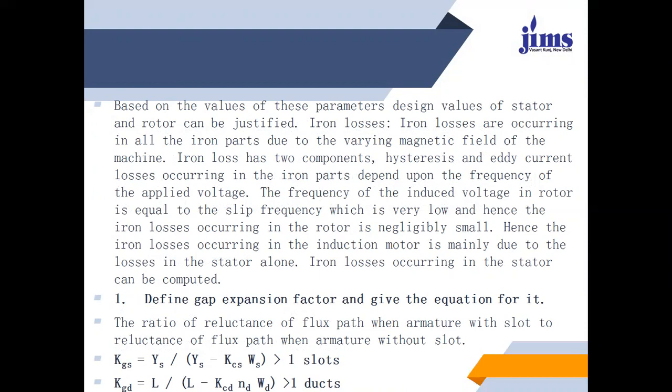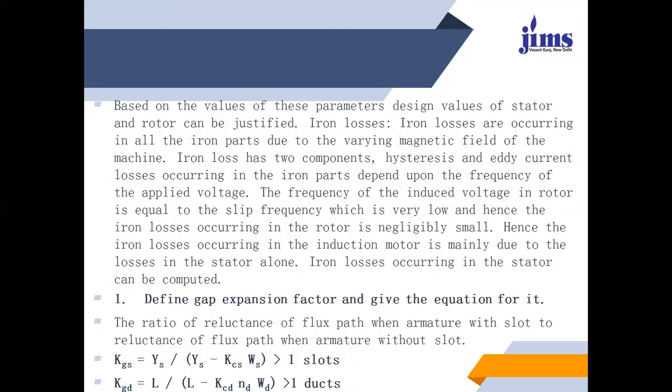Iron losses occur in all the iron parts due to the varying magnetic field of the machine. Iron loss has two components, hysteresis and eddy current losses occurring in the iron parts, which depend upon the frequency of the applied voltage. The frequency of the induced voltage in the rotor is equal to the slip frequency, which is very low, and hence the iron losses occurring in the rotor are negligibly small. Hence, the iron losses occurring in the induction motor are mainly due to the losses in the stator core. Iron losses occurring in the stator can be computed by different parameters like these.